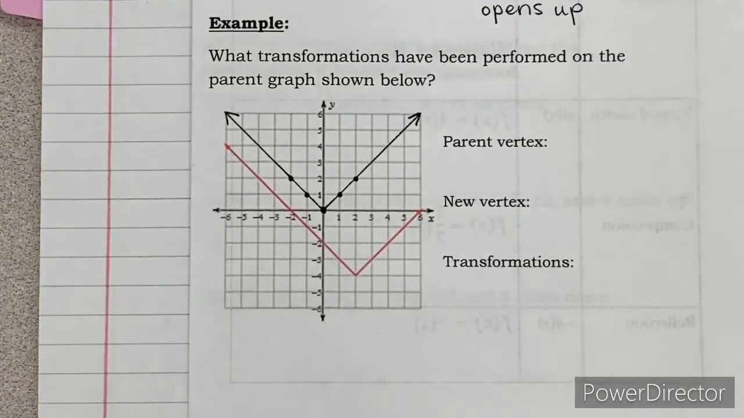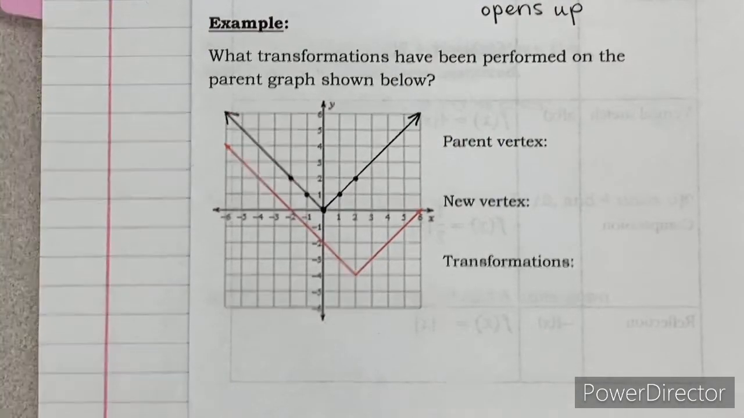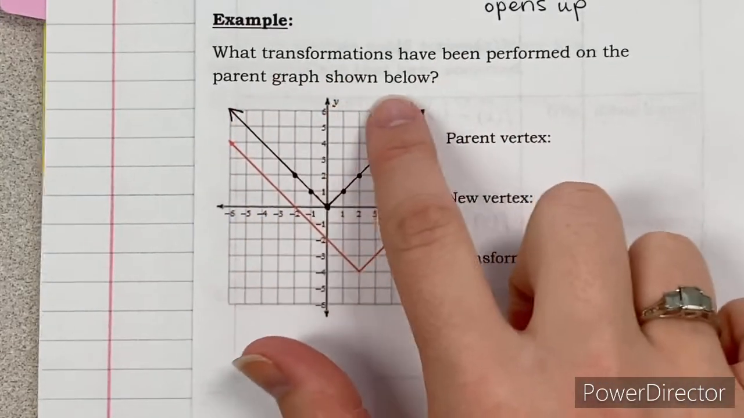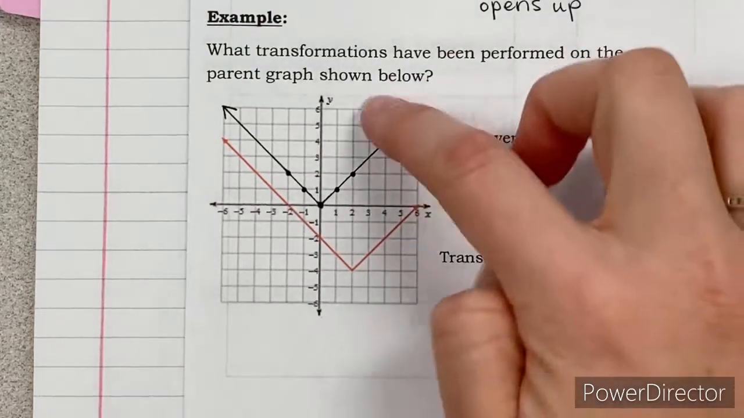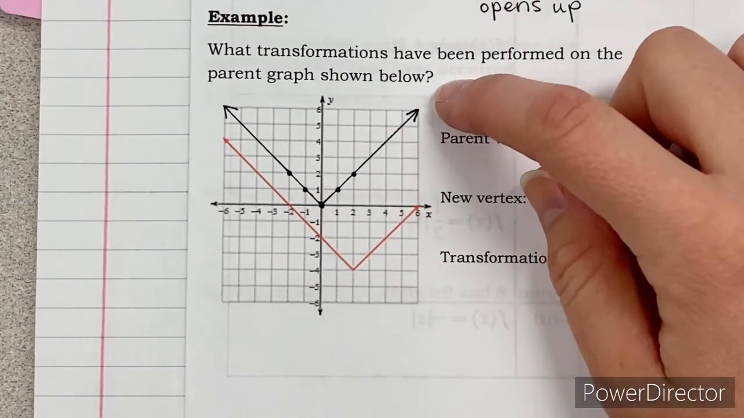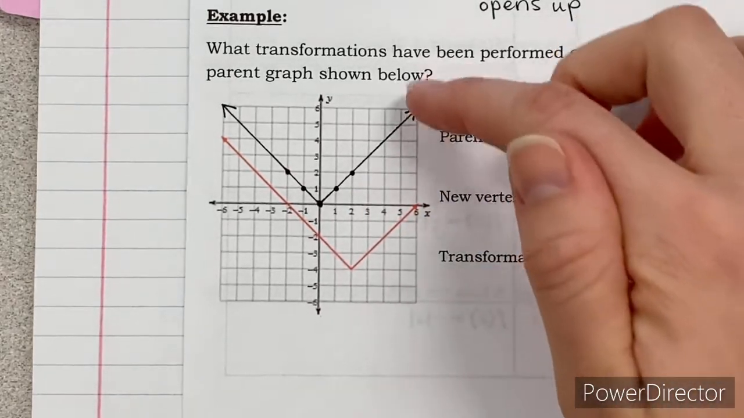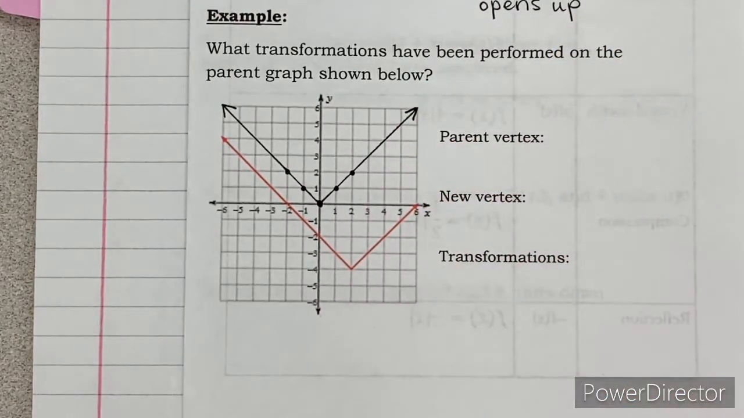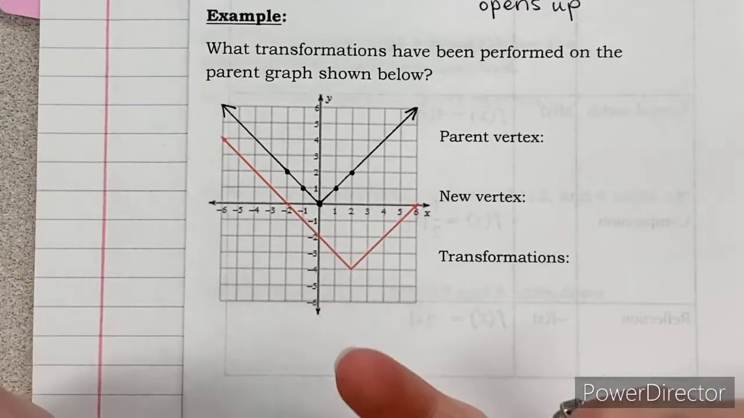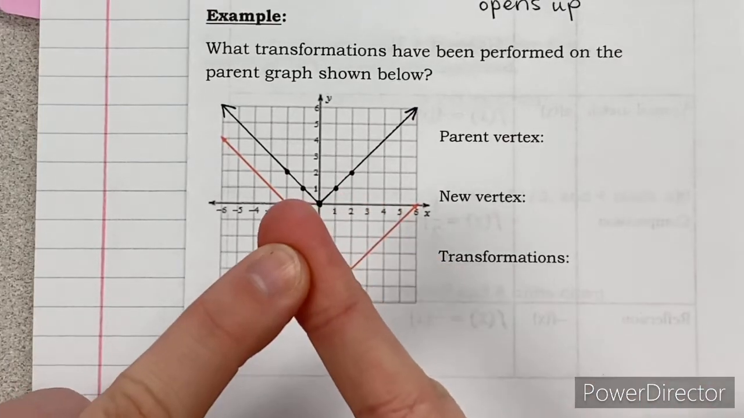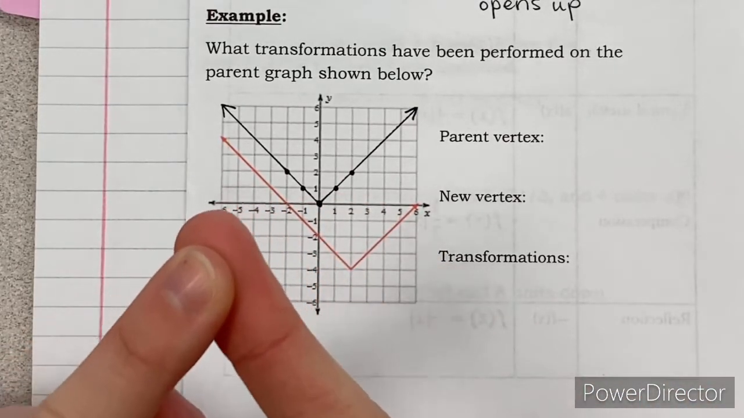Now let's just take a look at an example and kind of practice identifying what transformations have happened. So it says, what transformations have been performed on the parent graph shown below? So we have two graphs that have been graphed. One is the top one, one is the bottom one. That's how I'm going to refer to them, so the top and then the bottom. The first thing that we need to do is identify which one actually is our parent graph. So remember that there are certain things about the parent function or the parent graph. The vertex is always at 0, 0. It always opens up, and the slope of the right side is 1.